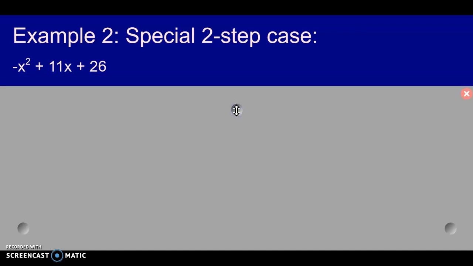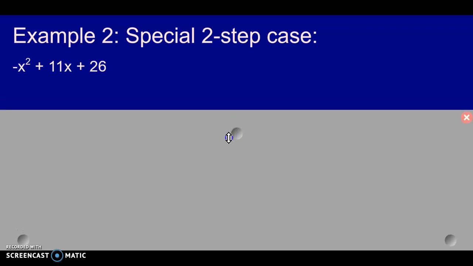So you see here, negative x squared plus 11x plus 26. A lot of people will approach this as an AC method question because there's a number in front of x squared, that negative 1 is in front of x squared. In reality, it's easier to do as a two-step factoring problem because the negative in front is the only problem that keeps us from doing this as a simple diamond problem.